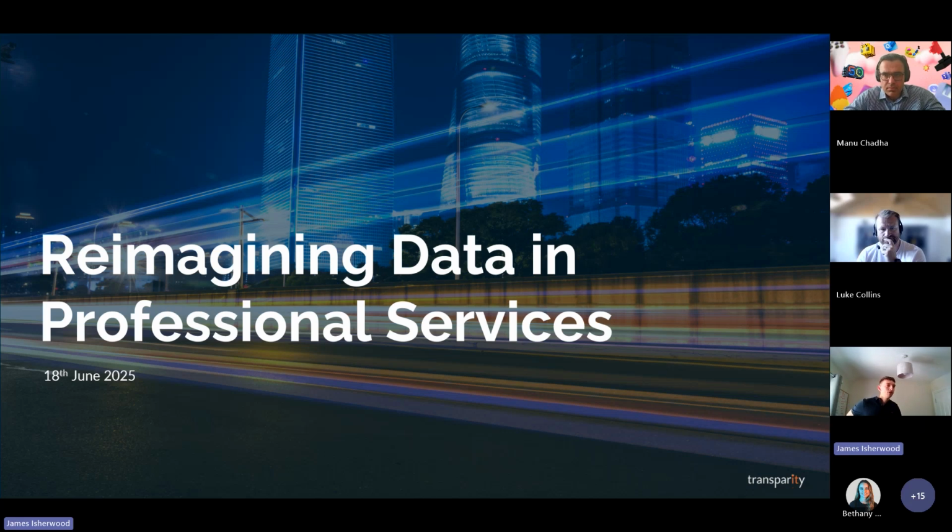We've got a jam-packed agenda. While the other attendees are logging in, I'm just going to start with some introductions, the agenda for today, and also some housekeeping for the session. Today's session is all around the trends of data analytics in professional services, and more specifically, how businesses can utilize data to evolve their business.